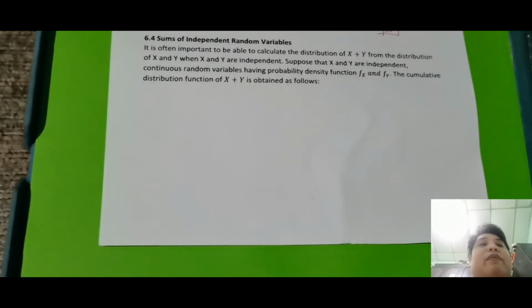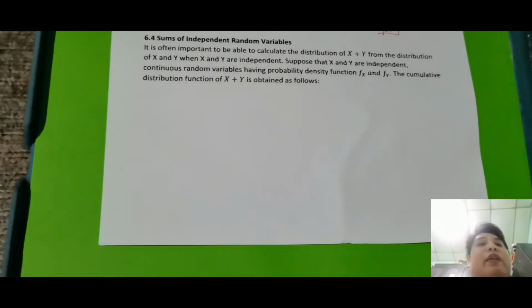Okay, now, sums of independent random variables. Kung napansin mo, 6.4, pero parang pang-5 video na to, no? Kasi kaya siya pang-5 video, hinati ko yung isang video kung napapansin nyo. So, may part 1, part 2 tayo dun, kasi medyo mahaba yung video.